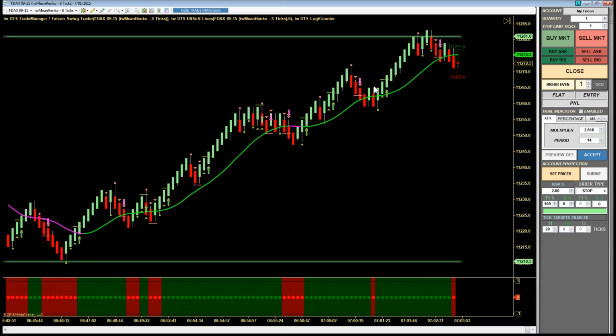Oh, and another late filter entry signal right here. See, trend line does not change, filter does. Good follow through, right to the resistance line. Notice we found support on the resistance line down here.